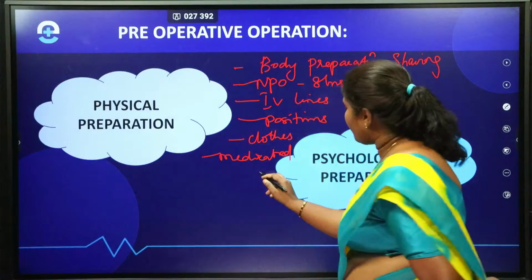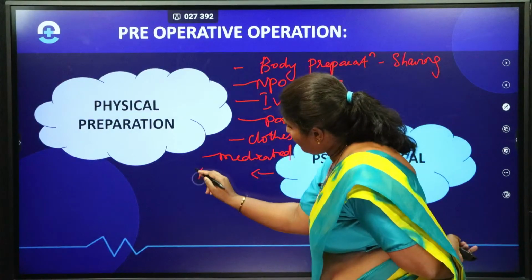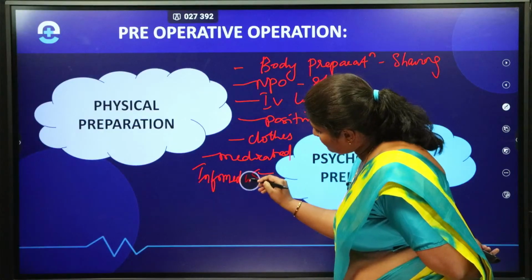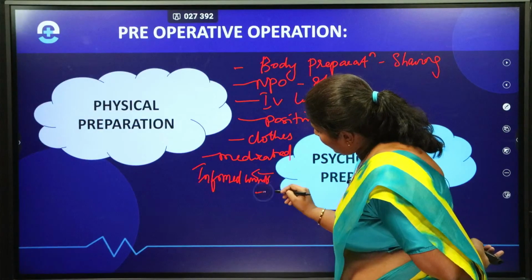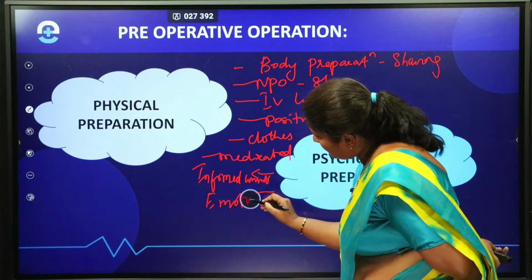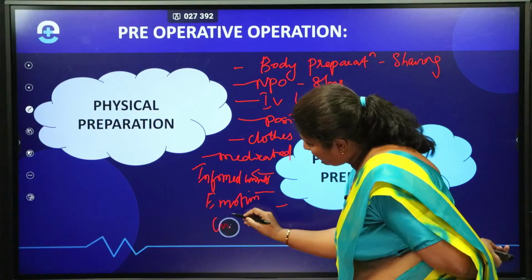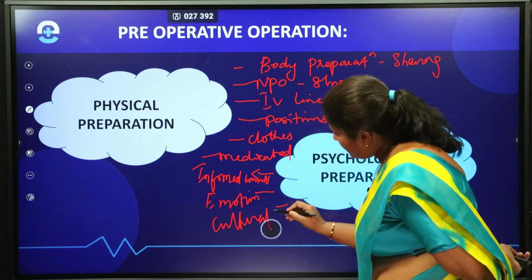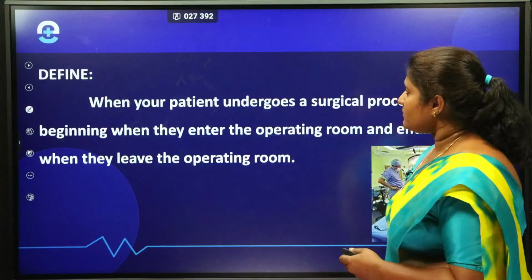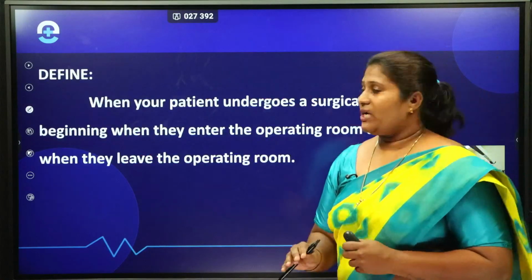Next one, psychological preparation. As I said before: information, consent, you need to get consent, then emotional support, cultural support. Everything you need to do in preoperative preparation. So that's all about the preoperative care.